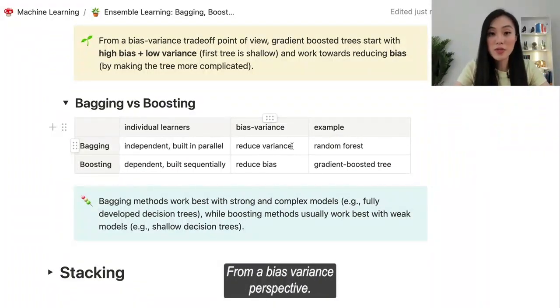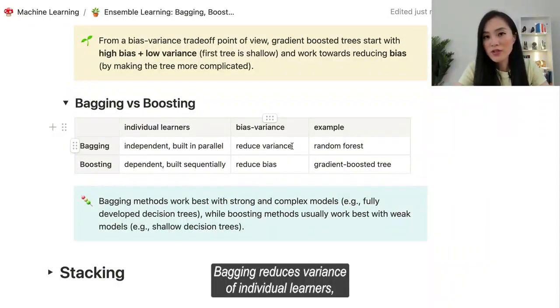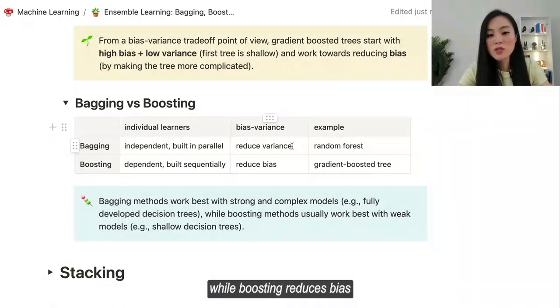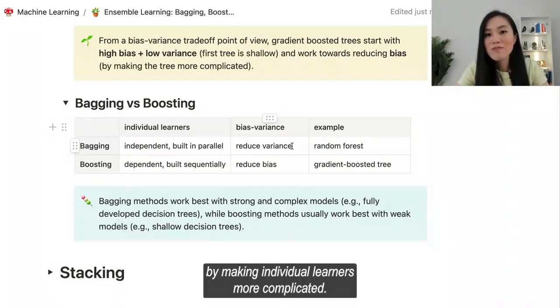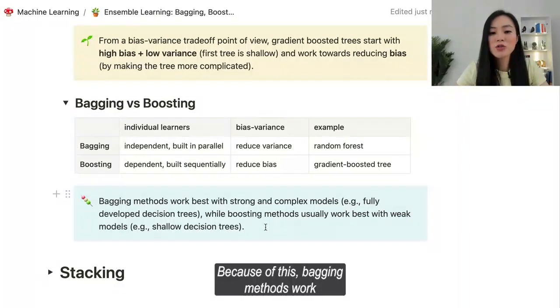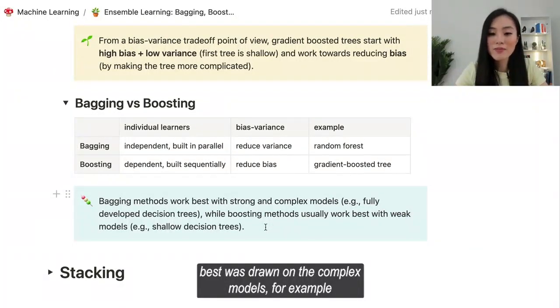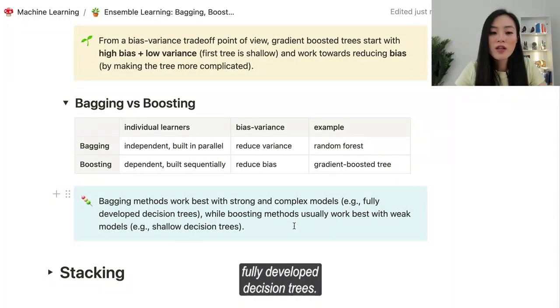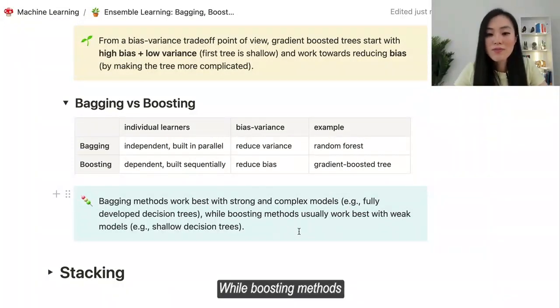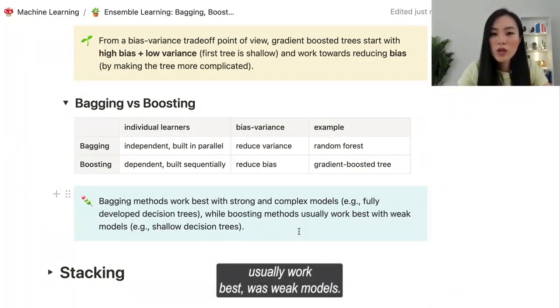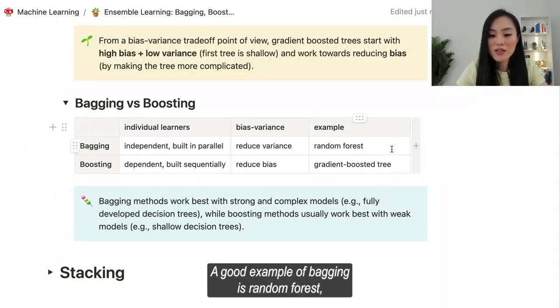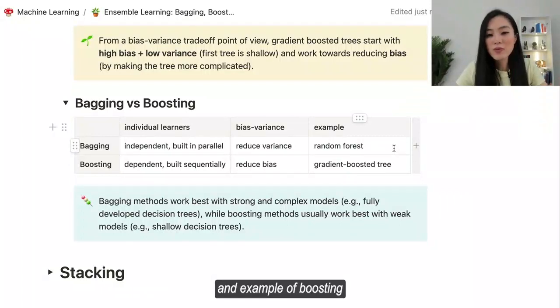From a bias-variance perspective, bagging reduces variance of individual learners, while boosting reduces bias by making individual learners more complicated. Because of this, bagging methods work best with strong and complex models, for example, fully developed decision trees, while boosting methods usually work best with weak models, for example, shallow decision trees. A good example of bagging is random forest, and an example of boosting is gradient-boosted trees.